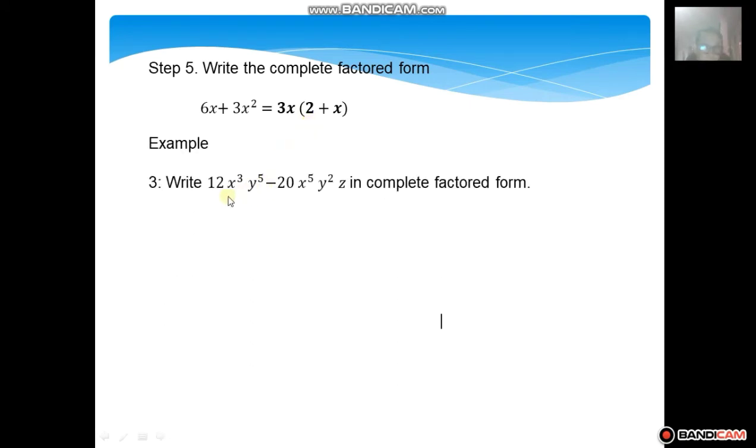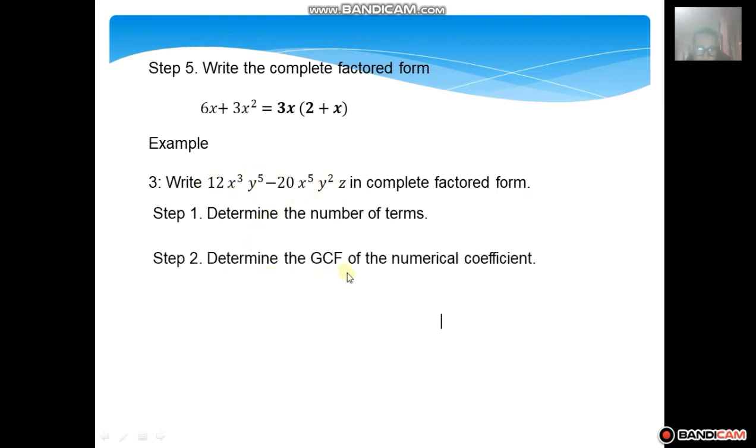Next example. Write 12x cubed y raised to 5 minus 20x raised to 5 y raised to 2z in complete factored form. Okay? Do the same steps. Determine the number of terms. So in this case, we have 2 terms. Try to recall, guys. In an algebraic expression, the only operations that will separate the terms are addition and subtraction. So in this case, again, we have 2 terms.